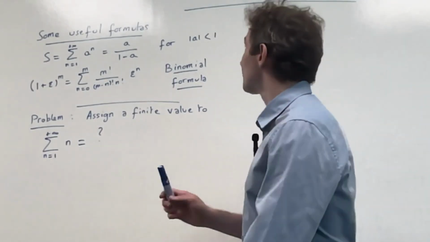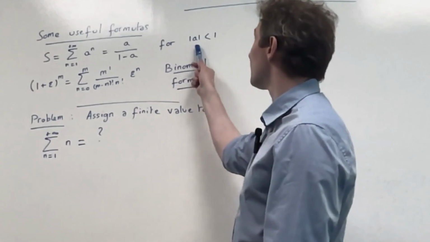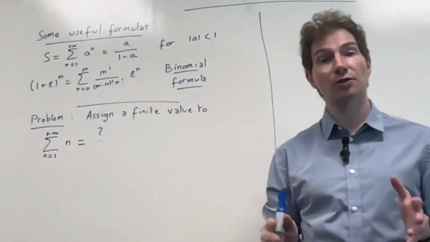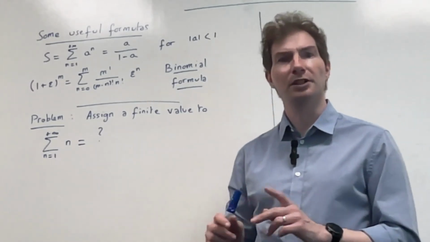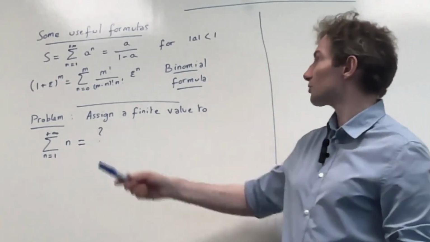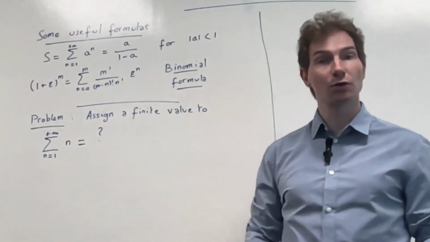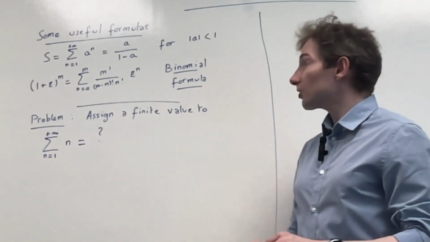I'm going to use that. And this is valid if the absolute value of a is less than 1. It can't be equal to 1, it's less than 1. There's a problem, as you can see here, if it's equal to 1. Okay, so that's the first one.